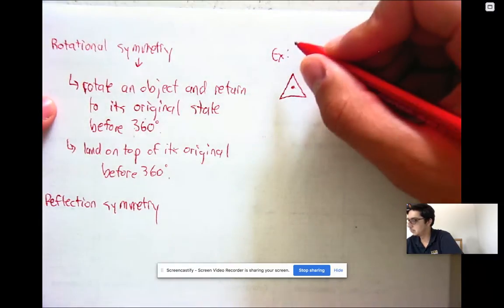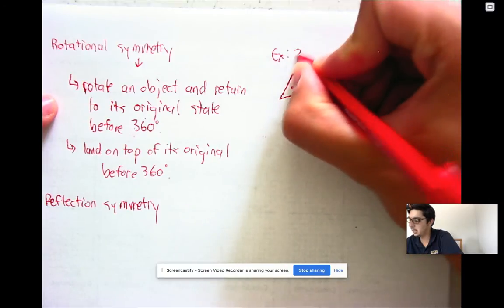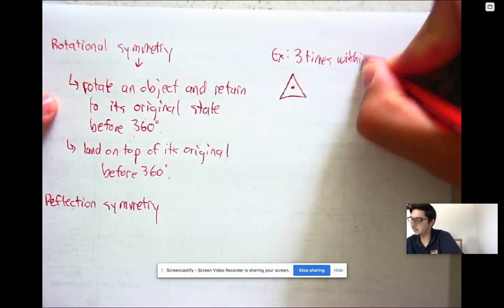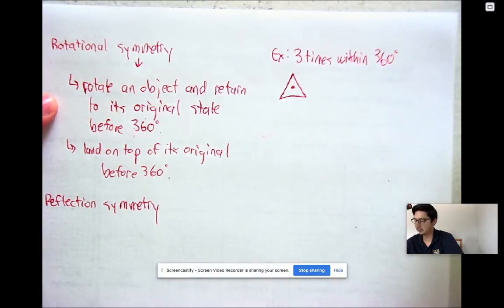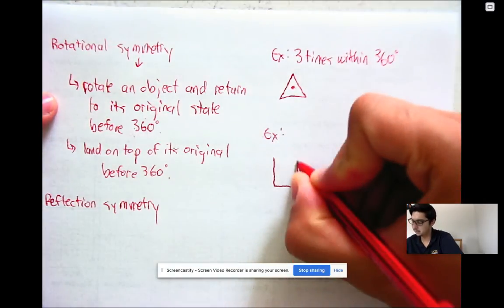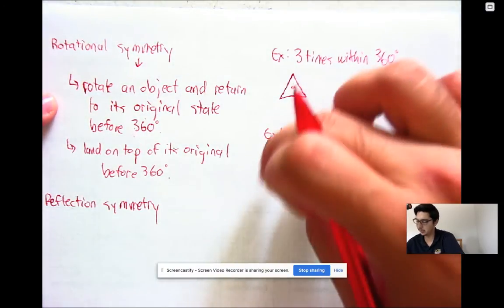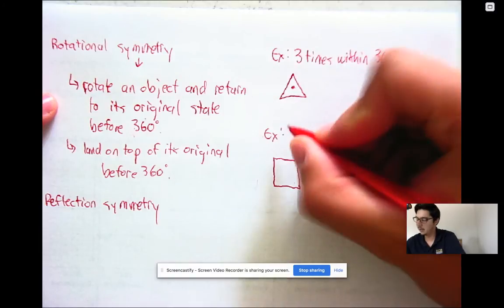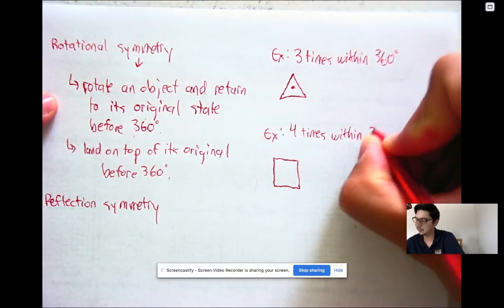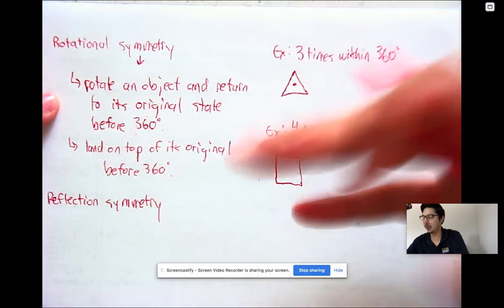So a triangle is an example in which it will land on itself 3 times within 360 degrees. A square, if that were a perfect square, right? If you rotate a square, well, it will return to that same look of a square 4 times within 360 degrees. And you can see that these shapes have rotational symmetry because of that.